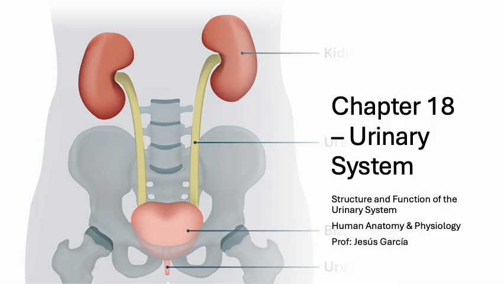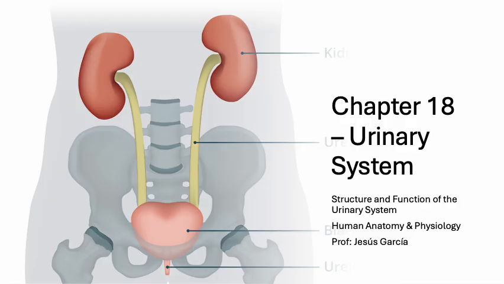Welcome everyone. In this lecture we'll be exploring the urinary system, one of the body's major organ systems responsible for maintaining internal balance. We often think of the urinary system as the waste removal pathway, but it plays a much more important and broader role in regulating blood volume, blood pressure, pH, electrolyte levels, and even red blood cell production.